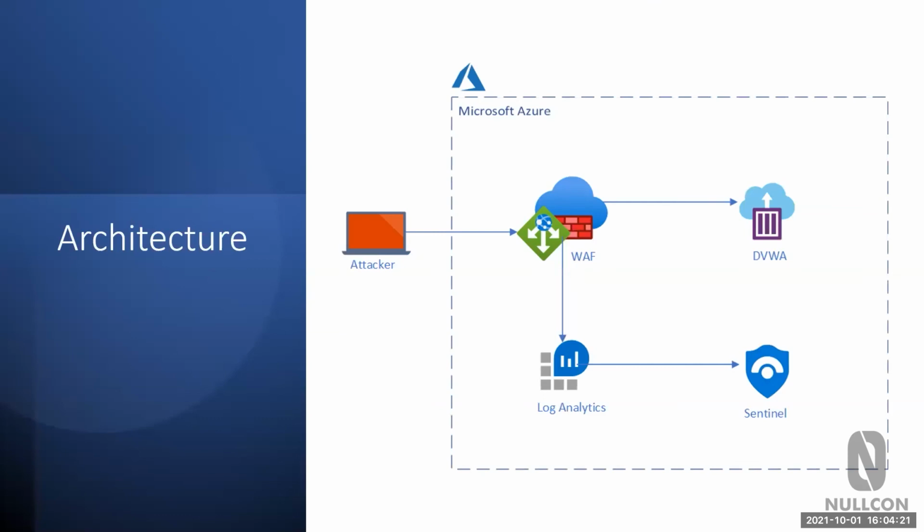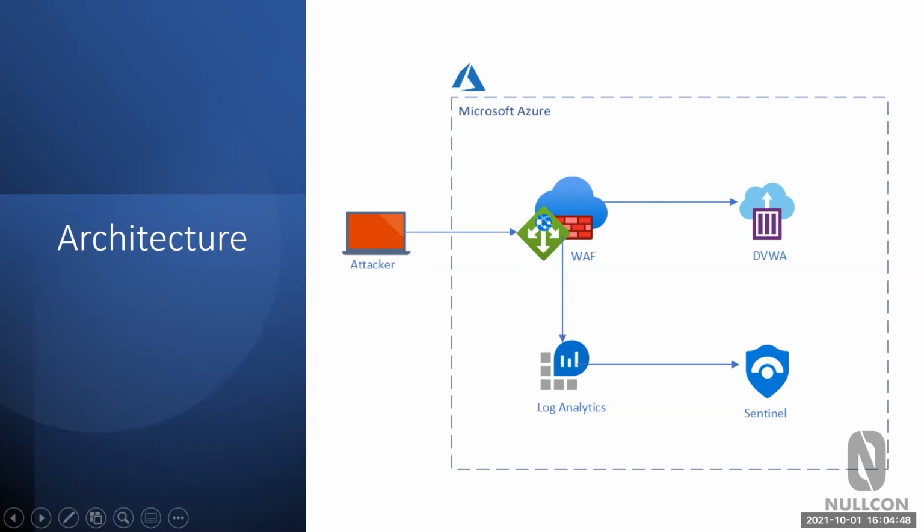This is the architecture. We have set up our environment, so we'll be following this architecture. Our red team will lie somewhere here. We have mentioned attacker here. All these components are within Azure boundaries. So this is Azure WAF, Web Application Firewall. Whatever request is coming to the WAF will go to Log Analytics. These logs will be pulled by Sentinel.